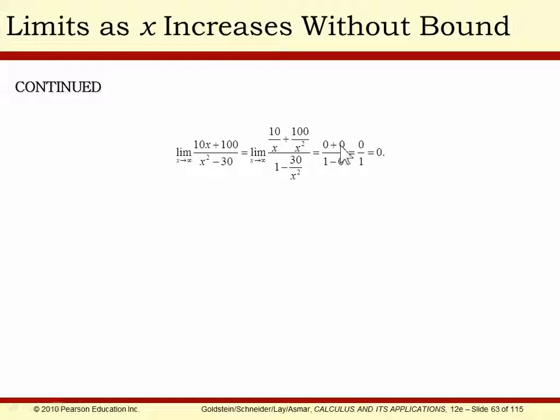Or you can think of it like 100 divided by the largest number possible. That's going to be 0. The bottom, that's just a 1. 30 divided by x squared, let x go to infinity, that's going to be 0. And 0 divided by 1 is going to be 0. Okay?